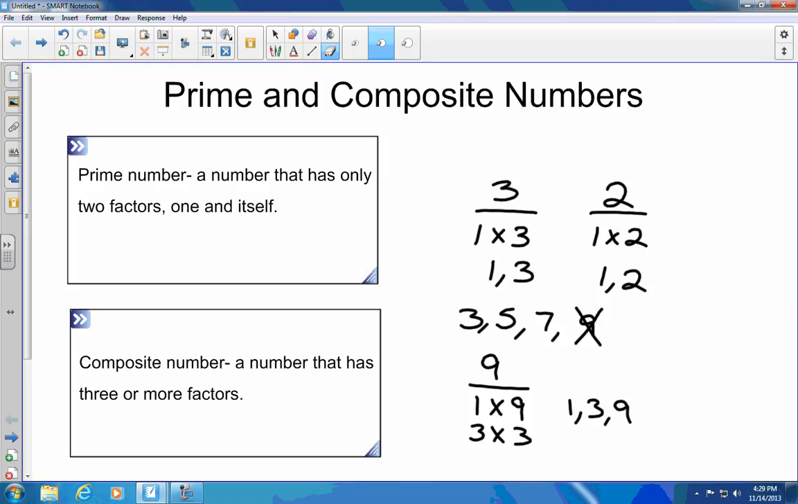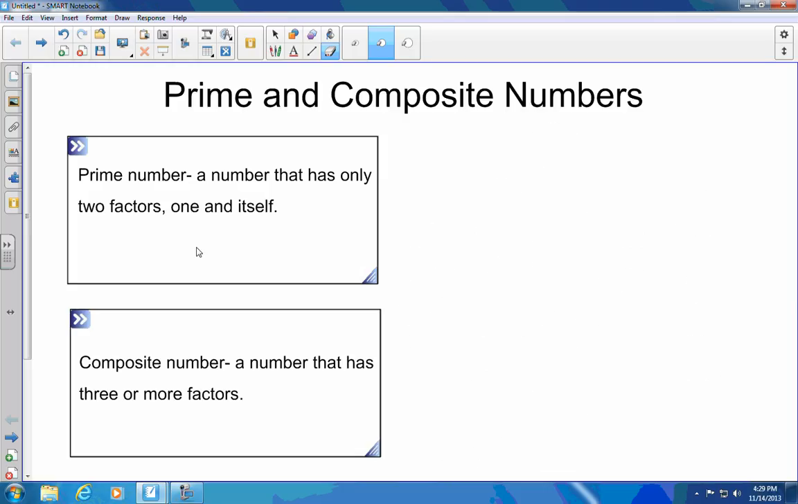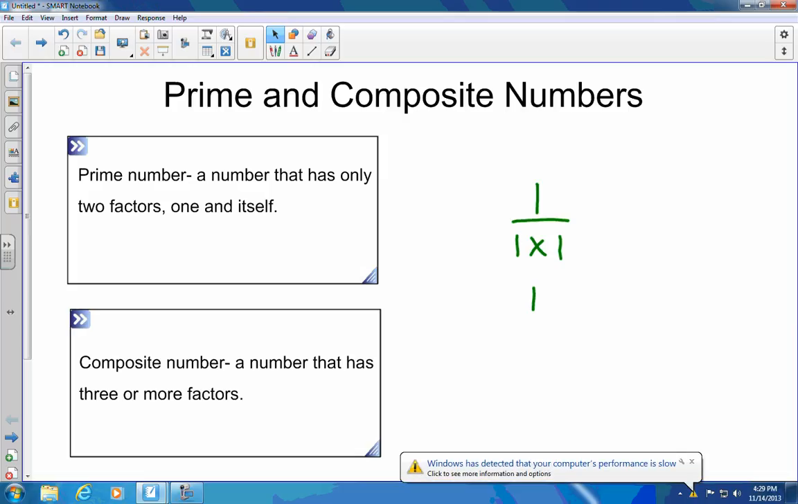And so this might leave you a question. Well, what about 1? The only way you can get 1 is to do 1 times 1, and so it's only got 1 factor, 1. That's it. So it can't be composite because it only has 1 factor, and that's not 3 or more. And it can't be prime because it doesn't have 2 factors. It's only got 1 factor. Well, that's right. 1 is the only number that is not prime and not composite. It's neither one.